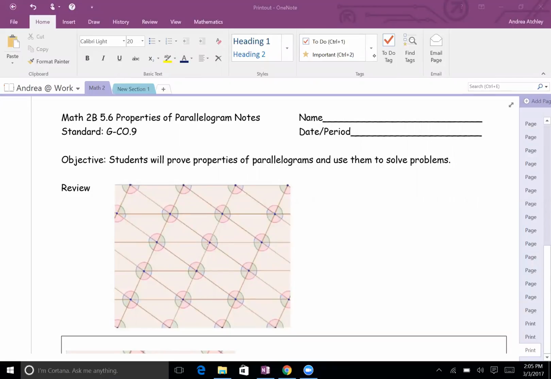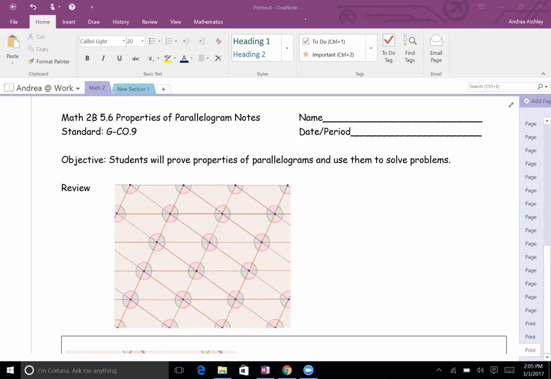If you can see, by rotating all of these triangles, we've created parallelograms in there. We've also created other figures, trapezoids, parallel lines, congruent triangles, all that good stuff. What we're going to focus on today is our parallelogram.